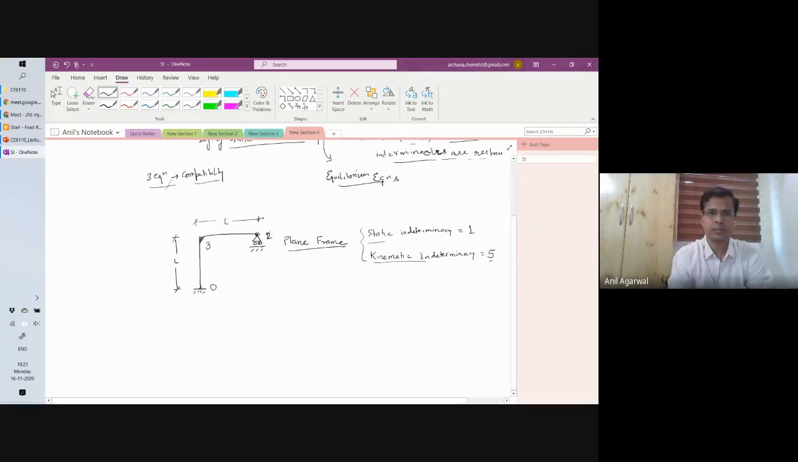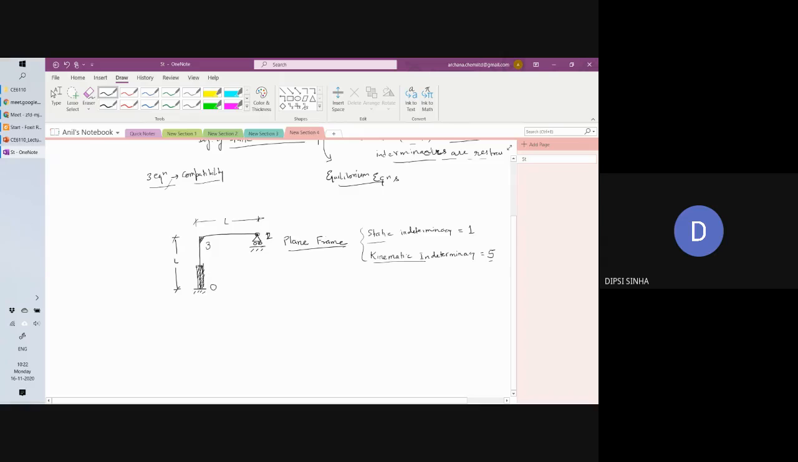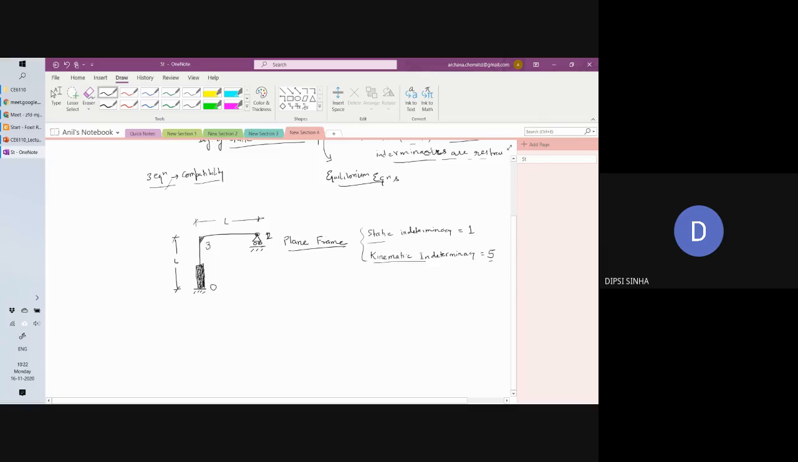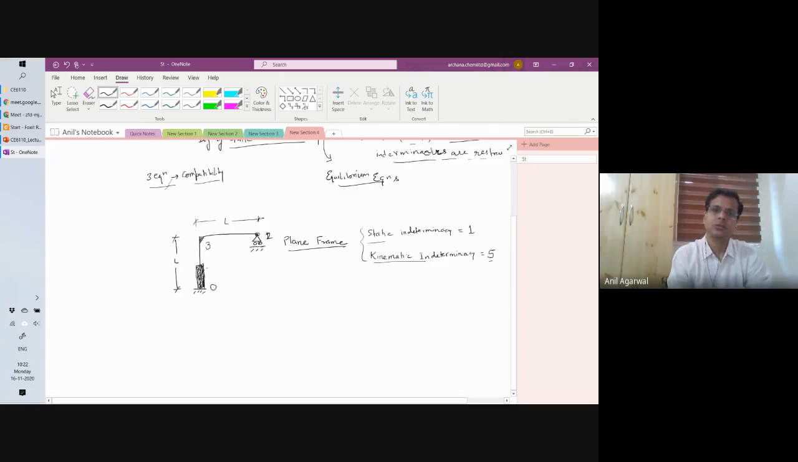Where do you define a joint? Let's say I had this beam which was thicker than the upper beam. Then what would be the kinematic indeterminacy? 5 plus 3, 8, right? So you are calling a joint when there is some kind of a discontinuity appearing there.